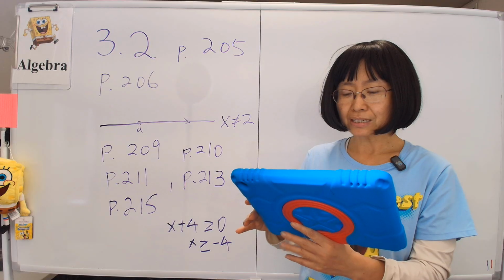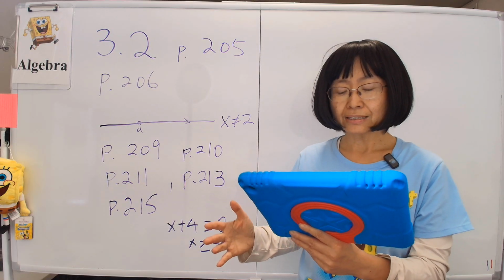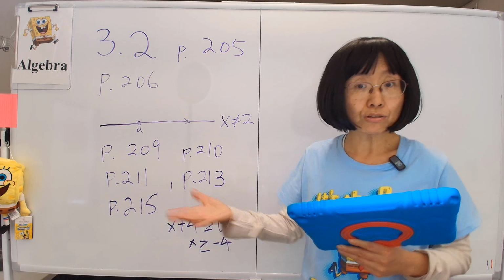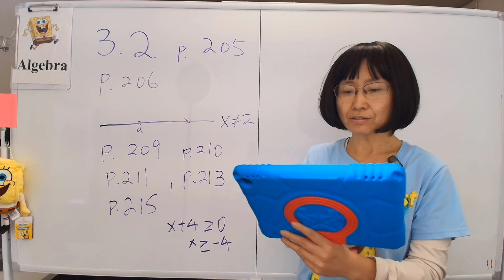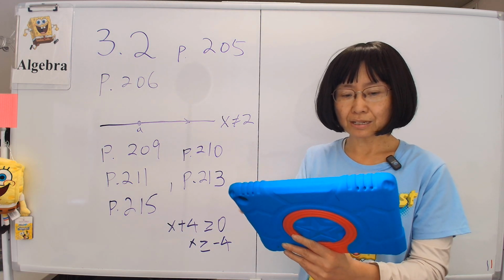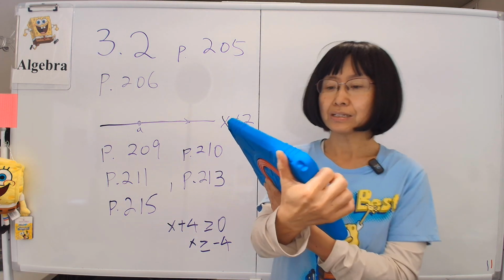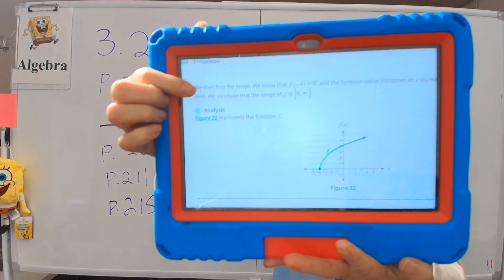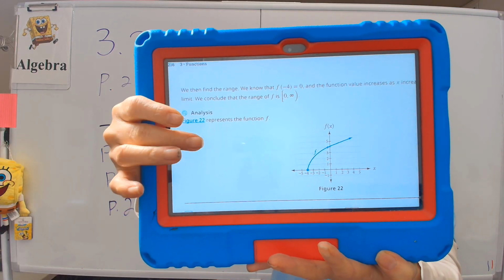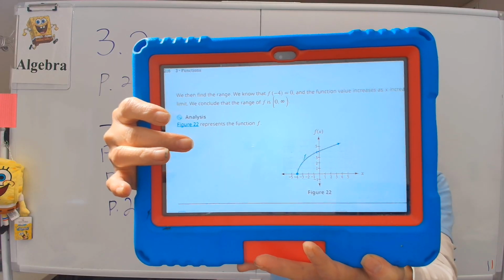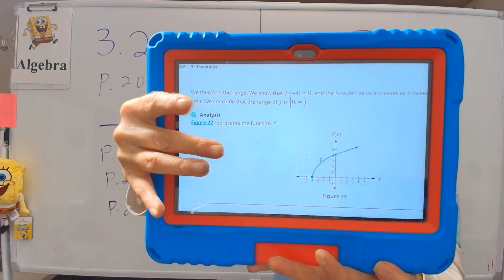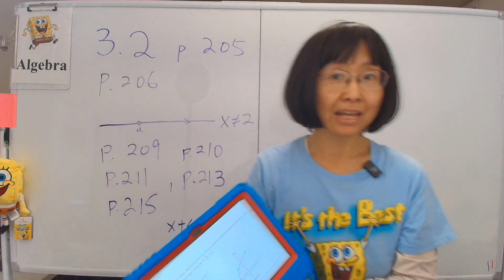Now the range, being that this is a square root, can only be positive or 0. So the range goes from 0 to infinity, which is what the book says. And that's the graph of the thing. If you were to plot it, it just starts there with a solid dot and then goes on forever.